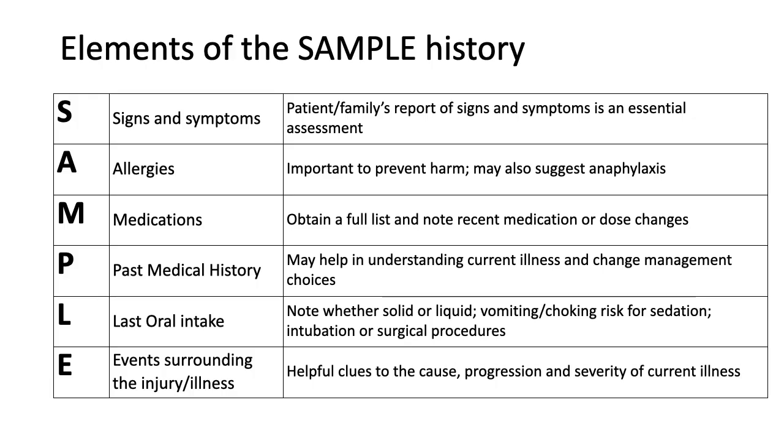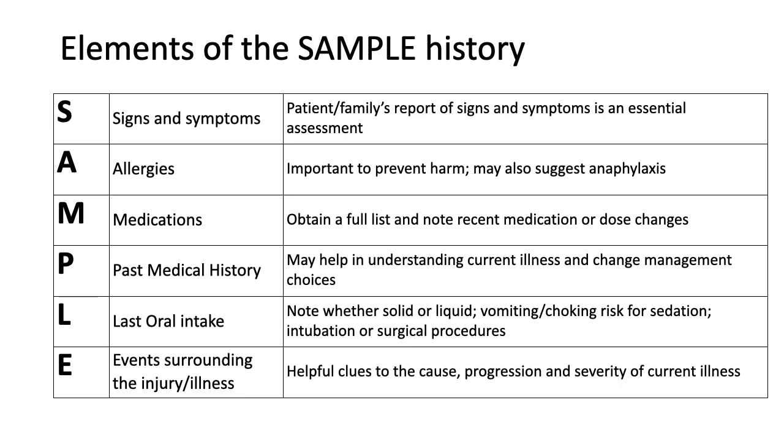We would like to know the allergy. It is very important to prevent harm, to avoid giving a medication that cause significant allergic reaction to the patient. In addition, the condition could be related to an allergic reaction. We need to know patient medication, obtain full list and note of recent medication and any changes in the dose. Because the medication could be the cause of the current illness, it can affect our selection of other medication and sometimes it leads to modification of the dose.